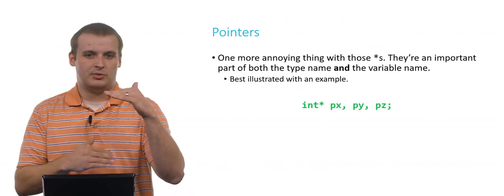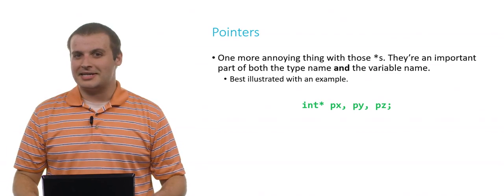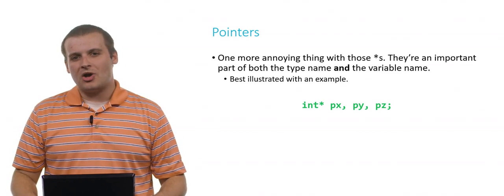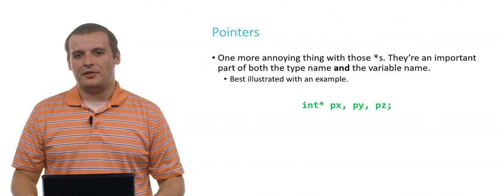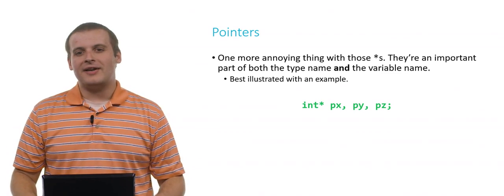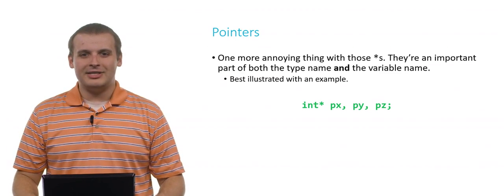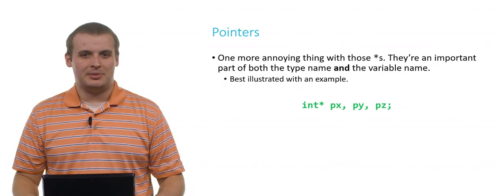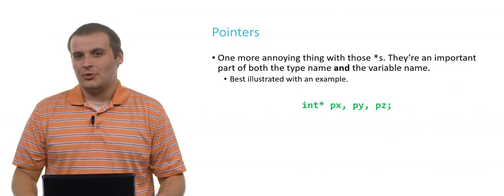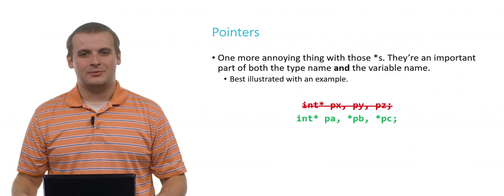It's a way to do it without having to split it onto 3 lines. Here's where stars get annoying again, though, because the star is actually part of both the type name and part of the variable name. And so if I say int star px, comma py, comma pz, what I actually get is a pointer to an integer called px and two integers, py and pz. And that's probably not what we want.